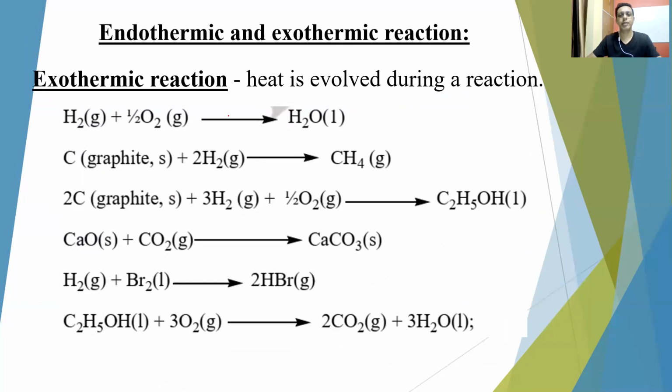For example, these are some examples of exothermic reactions. When hydrogen combines with oxygen to form water, it releases heat. When carbon, graphite, and hydrogen react to form methane, it releases heat. Carbon and hydrogen and oxygen form methanol. Here heat is released. Calcium oxide and carbon dioxide give calcium carbonate. Heat is released. Hydrogen and bromine give HBr, heat is released. And in the last reaction also heat is released. So this type of reaction where heat is released is called an exothermic reaction.